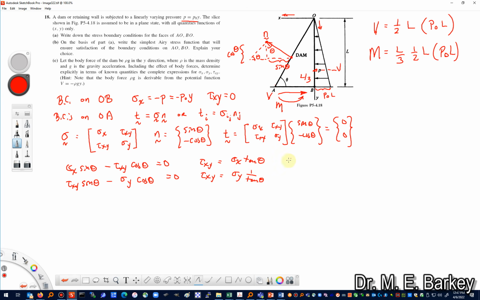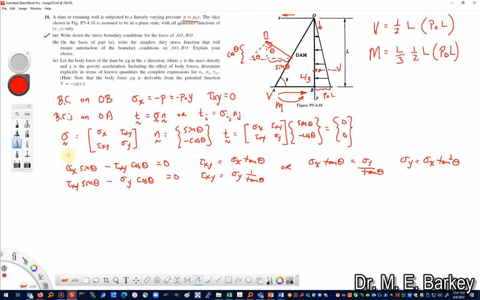We can even equate these two. If they're equal, then let's see what we get. Sigma x tangent theta is equal to sigma y over tangent theta. So I guess we can also say that sigma y is equal to sigma x tangent squared theta. Okay, and all these things are along OA. Alright, so that would be part A. That's the information we need for part A.